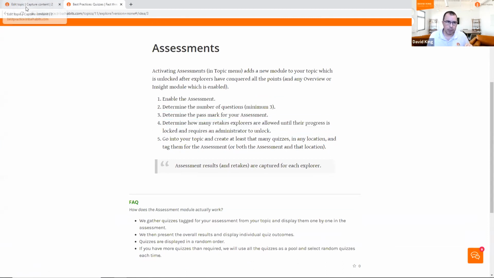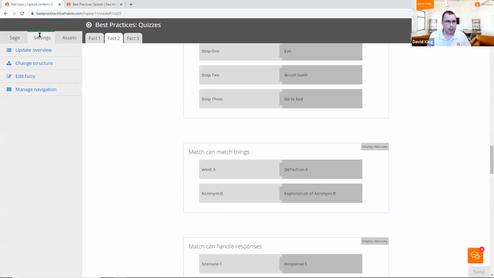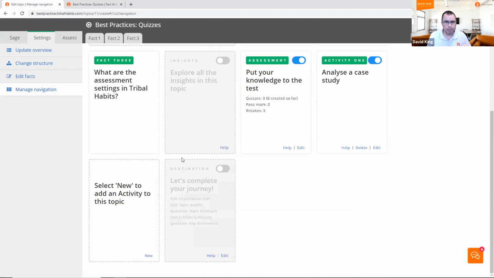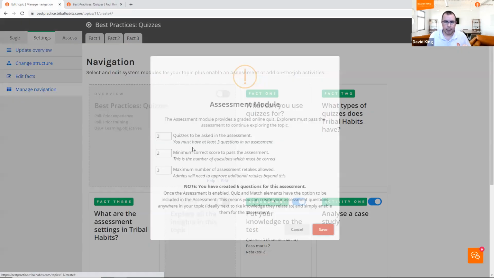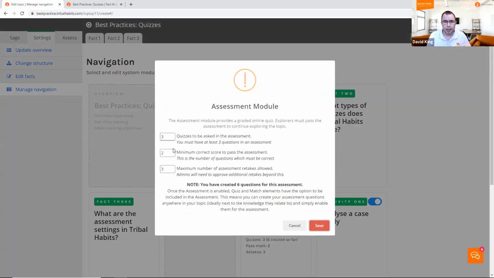So if I just switch over to this topic here and go to the settings tab and manage navigation, I have the assessment module enabled, it is on. And if I click the edit button, it shows me the settings for it. And so I would like 3 questions to be asked. The minimum pass mark is 2, and they can have 3 retakes. And I'm being told that I have created 6 questions for this assessment. So essentially there's 6 questions in the pool.